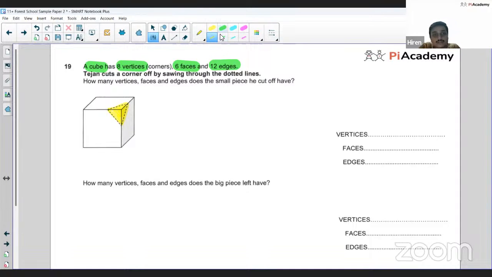So right now, you are looking for the small piece. And you have to fill in all these vertices, faces, and edges. So in the chat, you can either put 3 numbers, or you can put V equals this, F equals this, E equals this, okay?